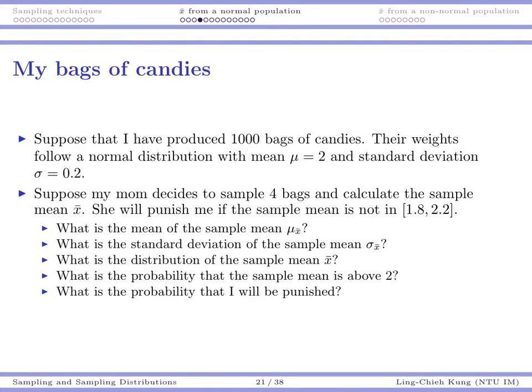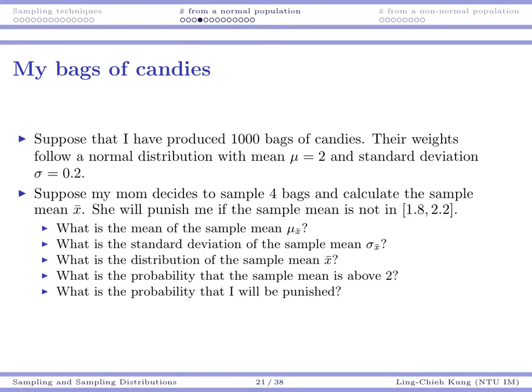So again, let's go back to the candy problem. Suppose I produce 1,000 bags of candies, and those 1,000 bags serve as the population in this case. For each bag there is a weight. Suppose my production process is that the mean is 2, but the standard deviation is so high, it's 0.2.